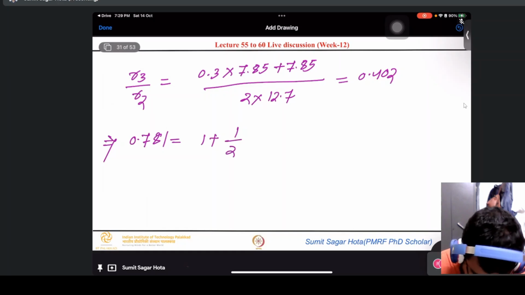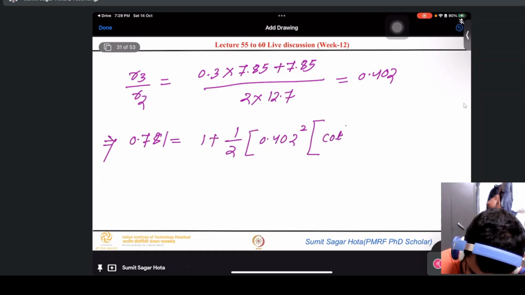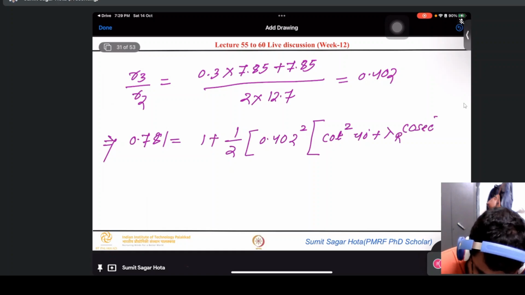1 plus 1 by 2 into 0.402 squared, where 0.402 is your R3 by R2, into cot squared beta 3, your rotor vane outlet angle, which is 40 degrees, plus lambda r into cosec squared, again of that beta 3, 40 degrees.